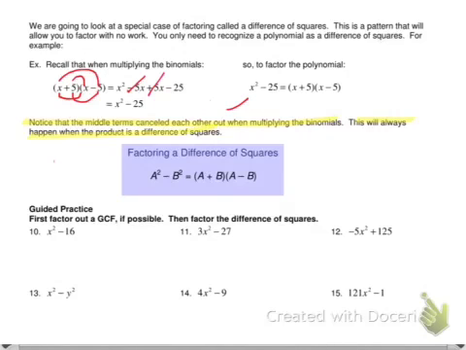So if you can learn to recognize these, like this x squared minus 25, you can automatically know that whatever the square root of that second number is, which is 5 in this case, you're going to have an x plus 5 and x minus 5. Simple as that.